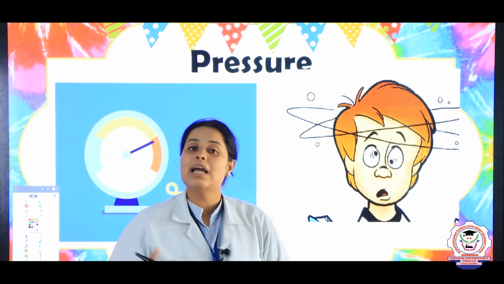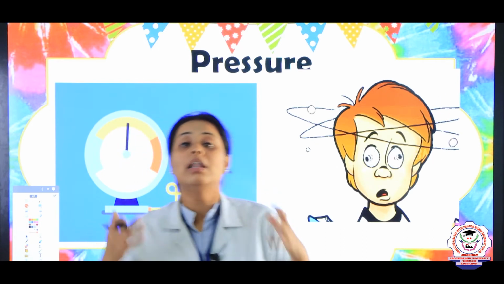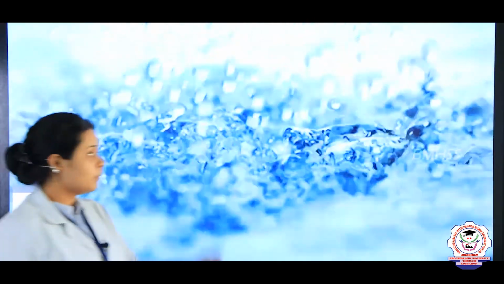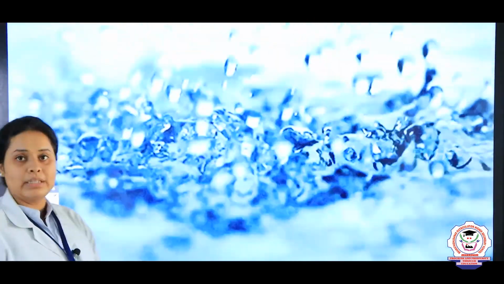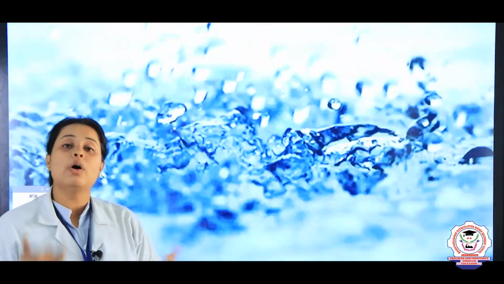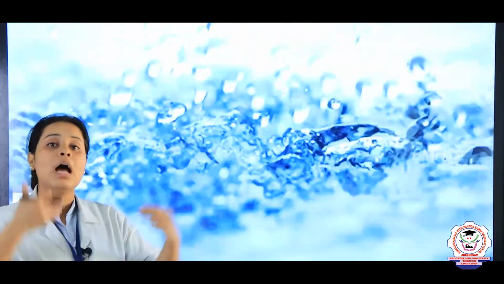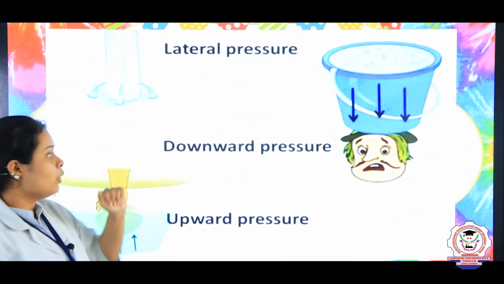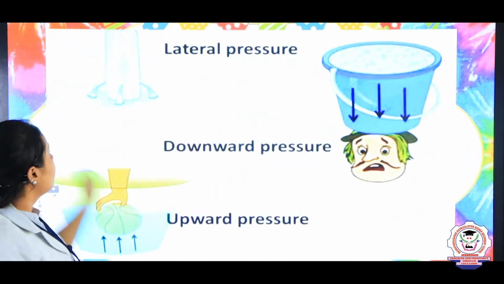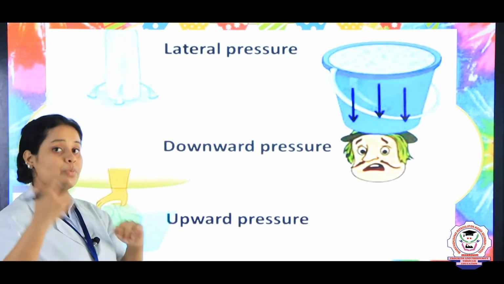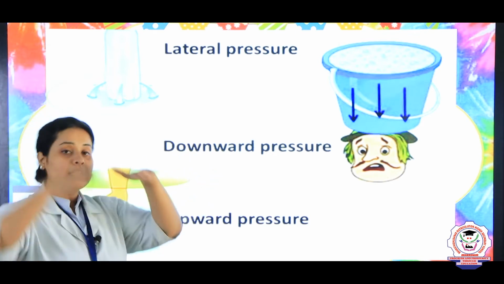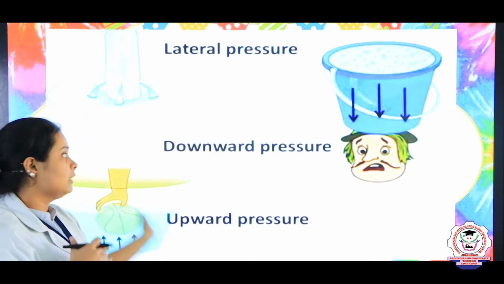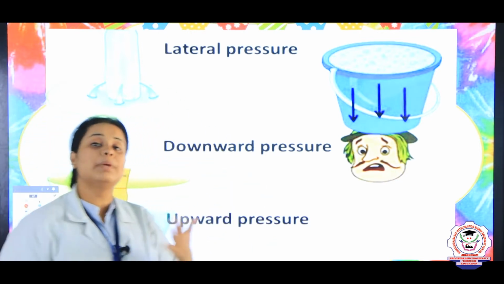But in this lesson, we are going to discuss how a liquid exerts pressure from all directions, okay? This is the topic: how a liquid exerts pressure on other substances or on the environment. There are mainly three ways. First, lateral pressure, which I am going to explain to you, then downward pressure, and then upward pressure. That is all the directions in which the pressure varies.